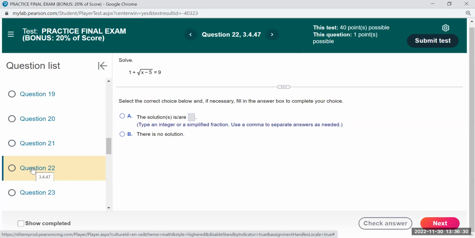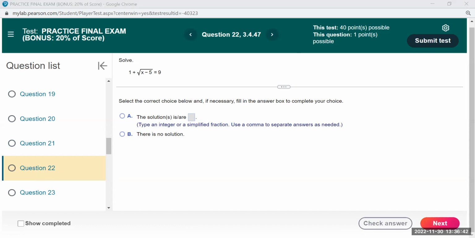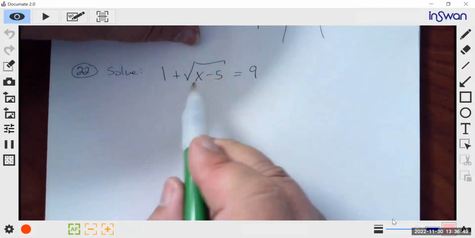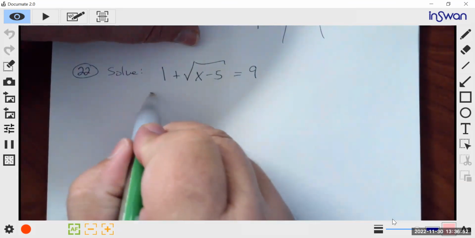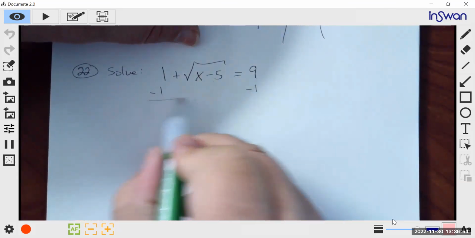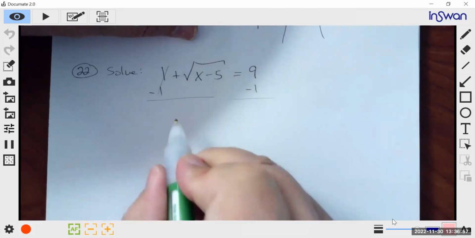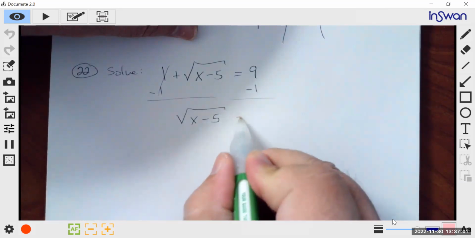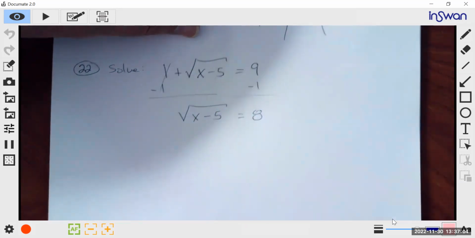Solve 1 plus square root of x minus 5 equals 9. To solve radical equations, you have to isolate the radical. So we have to get rid of the 1 first. So we have square root of x minus 5 equals 8.